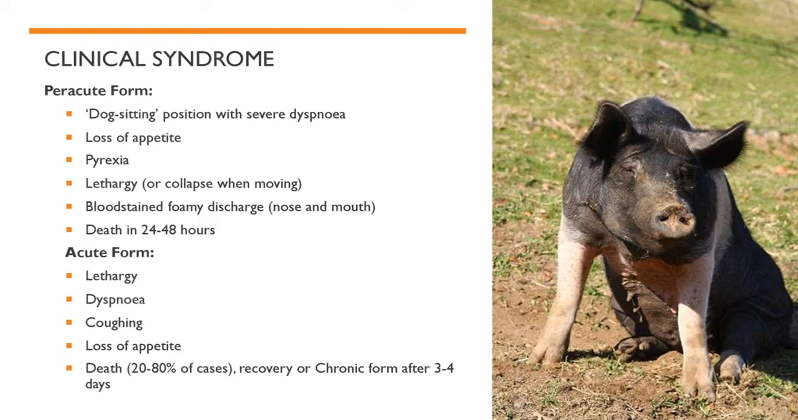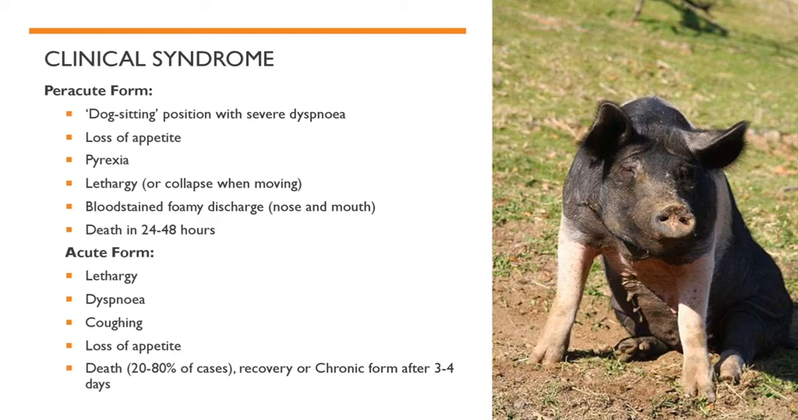In the acute form, clinical signs are much less rapid, with lethargy, dyspnea, and the occasional cough accompanied with lack of appetite for a few days prior to either death, which is true in 20 to 80% of cases, full recovery, or the transition to the chronic form. The chronic form includes permanent depressed growth and a permanent cough as well.